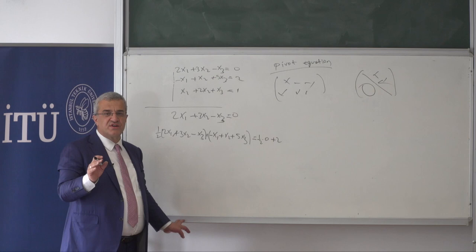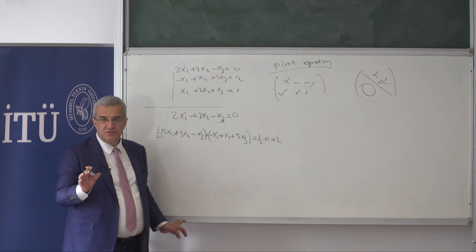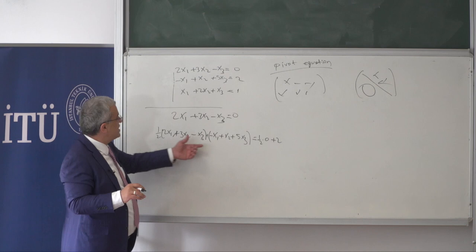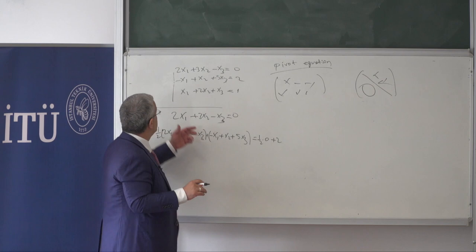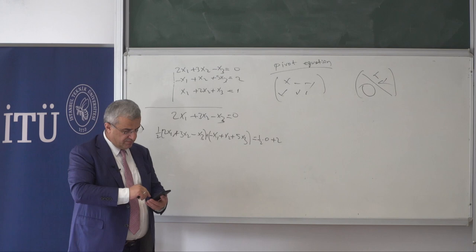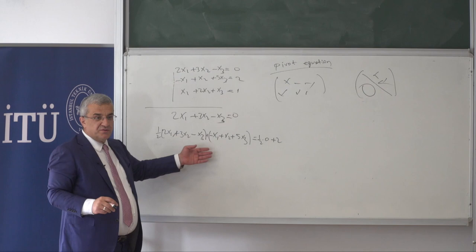So this was observation number 2. When you add the same quantity to both sides of the equation, it doesn't change the equation, okay? So you have the second equation, minus x1 plus x2 plus 5x3 is equal to 2. I took half of the first equation and added it to both sides of the equation. Do we agree that this equation is valid? Now, let me just clean this up.